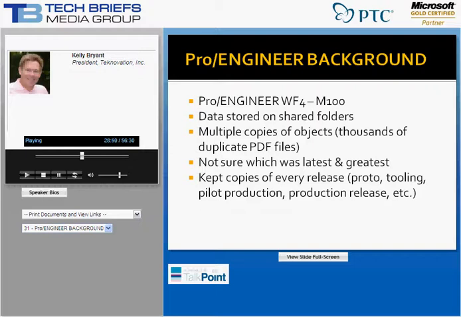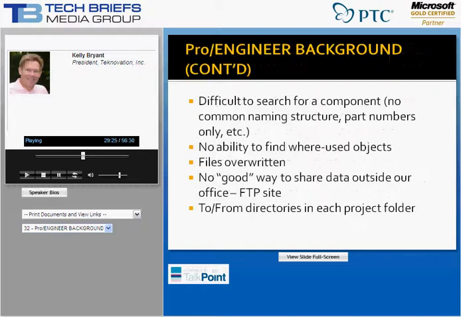We had multiple copies of objects. We had thousands of duplicate PDF files of drawings scattered all over our disk. We weren't always sure which was the latest and the greatest version of any of those drawings or parts or assemblies. And the other thing that we did, we kept copies of every release of our projects as we went through. So when we released something for prototype or tooling, pilot production, whatever, we kept copies of all of those files, so that just kind of added to the proliferation of the files.